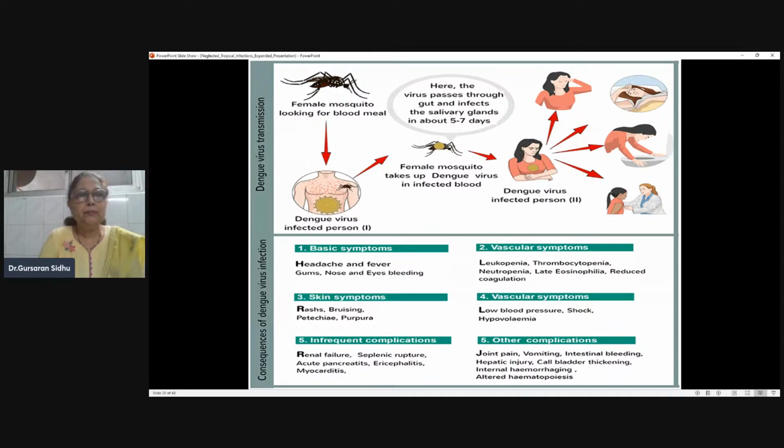Whenever there is an epidemic, we have seen lots and lots of mortality with dengue. It may be from mild to moderate to a very, very severe bad disease, and you lose patients in your hands so quickly.